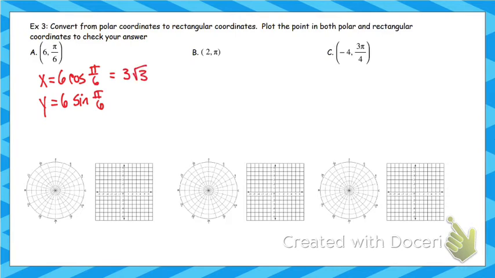Your other option, if you want to, you could use a calculator. However, notice that this has a pi value in it. If you are using a calculator, check your mode. Your mode should be in radians if that's the case, because pi over 6 is a radian value.